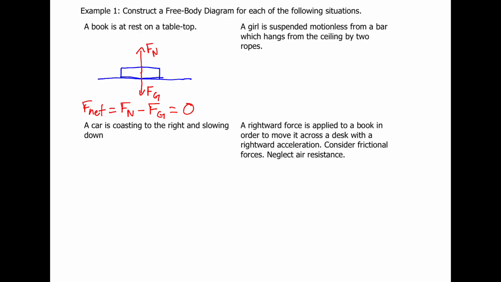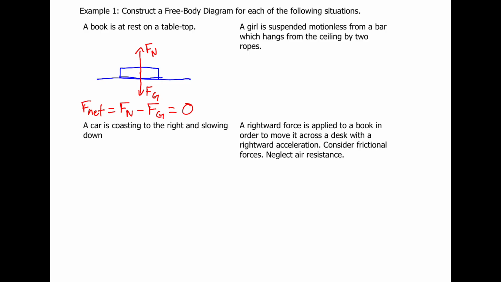In this next one, a girl is suspended motionless from a bar which hangs from the ceiling by 2 ropes. So I'm going to draw a bar, and that's it for the objects I'm going to draw. The rest is going to be forces. I'm going to draw one force over here and one force over here. These are my 2 tension forces on those ropes. And I'm going to assume that the weight in this case is going to come down here.